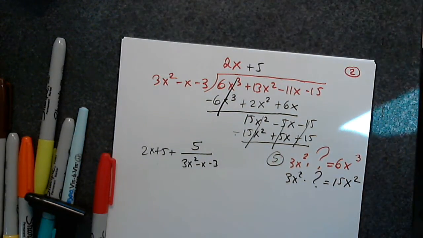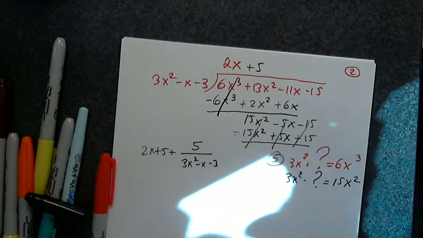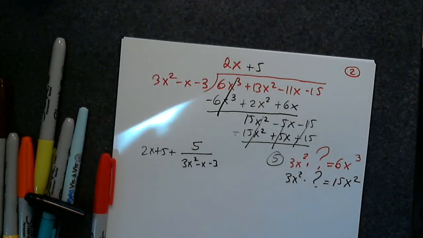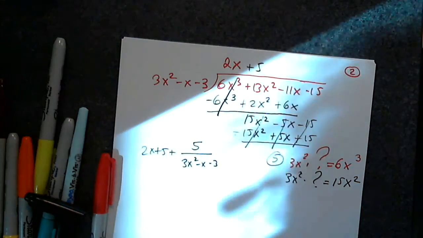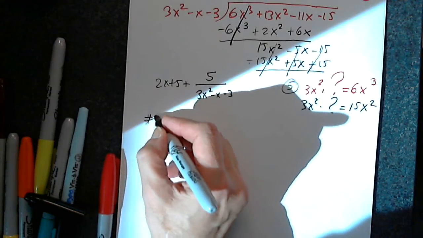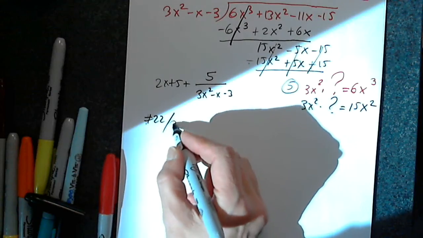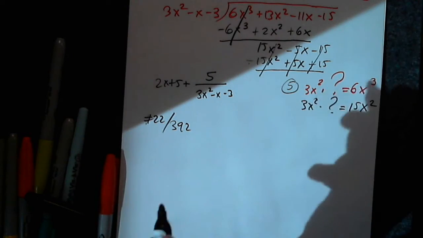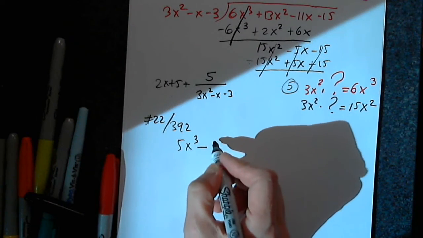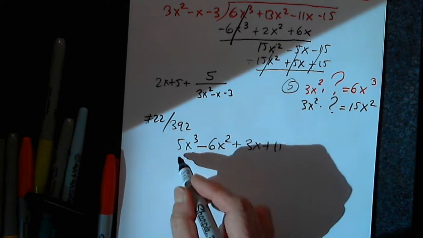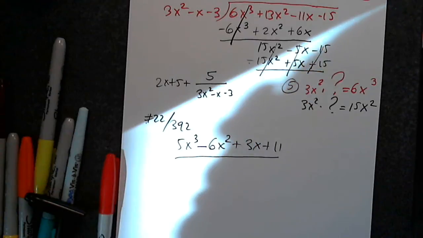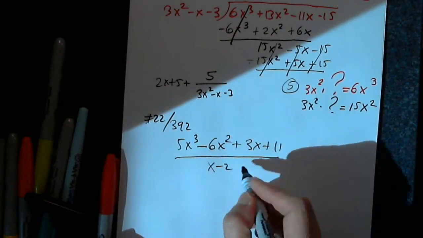Okay, so let's take a look at synthetic division. Here's an example. Feel free to choose if you want. I'm going to choose number 22 on the same page, 392. And we have 5x cubed minus 6x squared plus 3x plus 11, and everything divided by x minus 2.